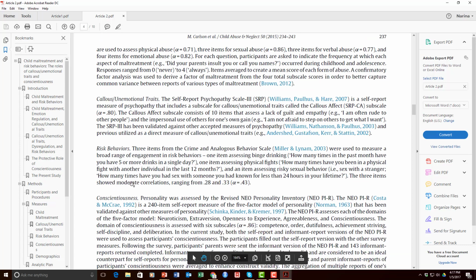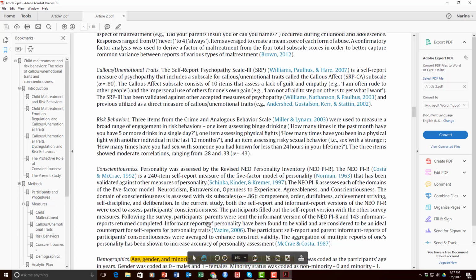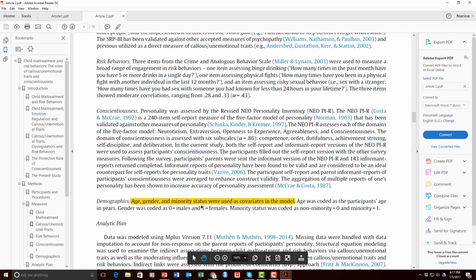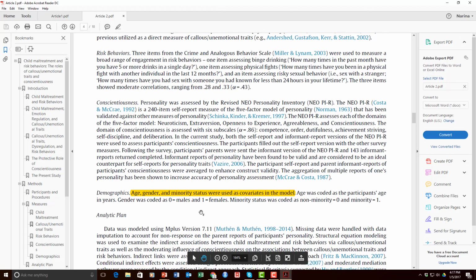And you'll notice that there are other things that this study is looking at, but we don't need to worry about that. Let's look to see what their confounds are and how they're going to deal with covariates. Here they said they used age, gender, and minority status as covariates.